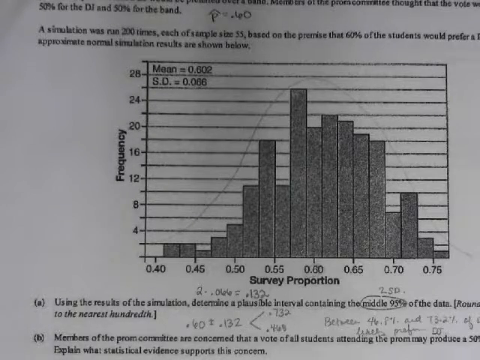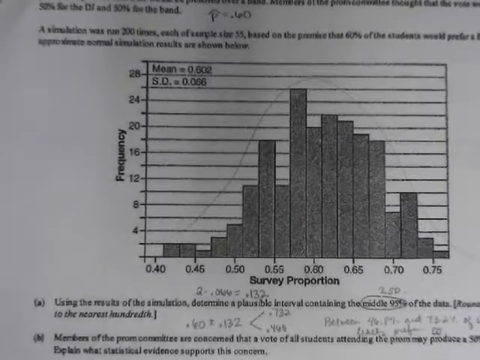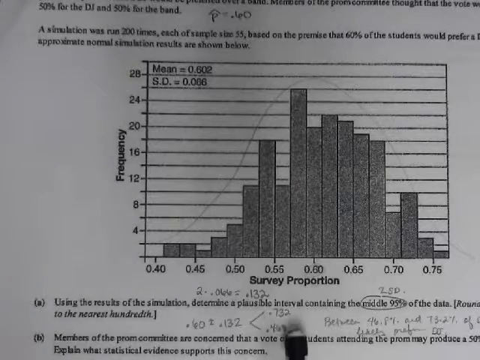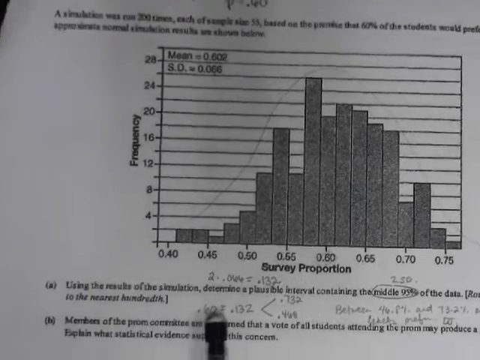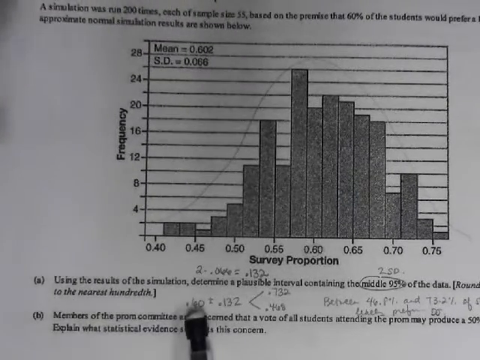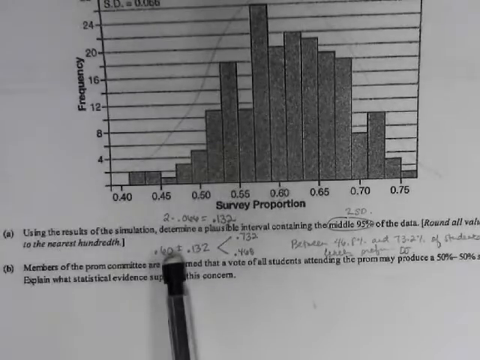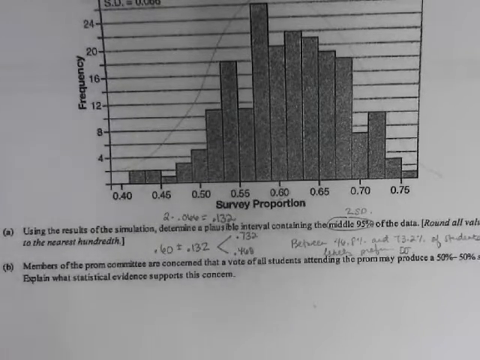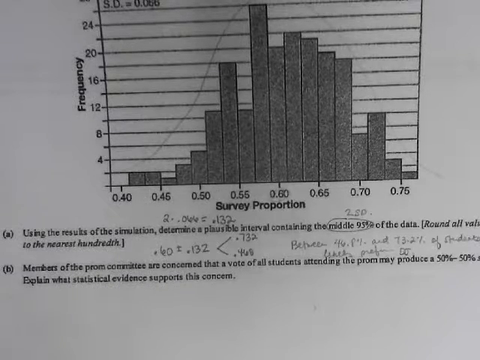Okay, so that would be our conclusion. Members of the prom committee are concerned that a vote of all students attending the prom may produce a 50-50 split. Explain what statistical evidence supports this concern. Well, it's true. Just because our sample became 0.60, our confidence interval is that the true reality is somewhere between 46.8% and 73.2%. And 50% falls within there.